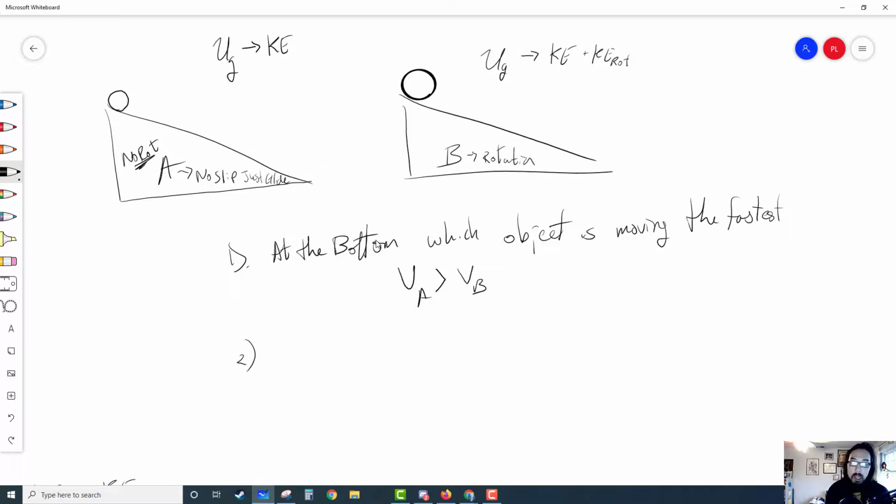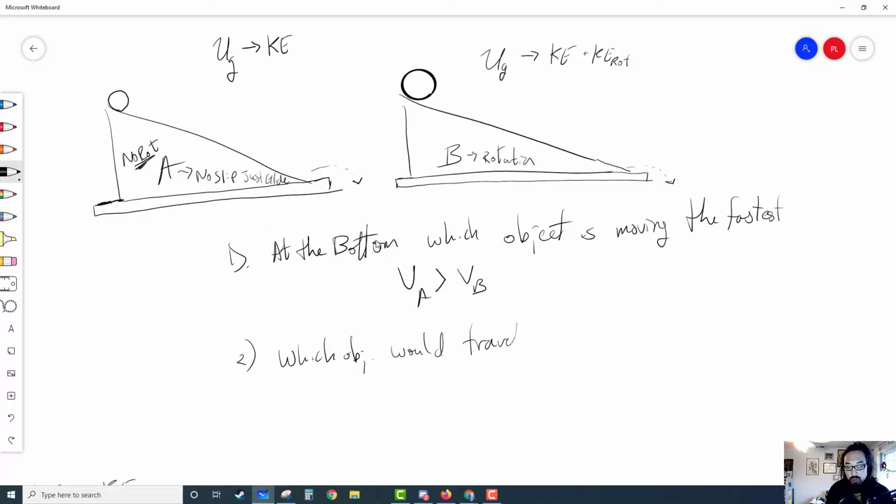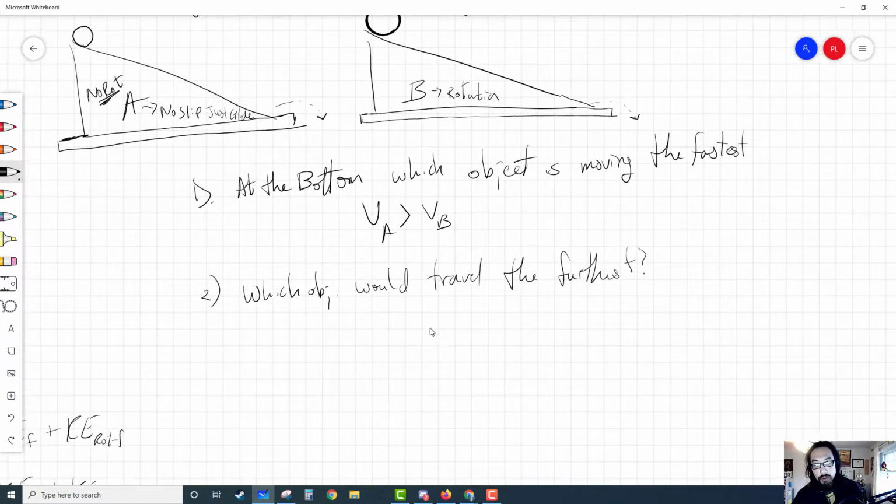All right, so there's a big one. Another big one. Same scenario, A and B, except now this time they are on top of a table, right? They are on top of a table. And at the bottom of the table, they are free to leave and leap off of the table. So scenario 2 would be, which object would travel the furthest? So after it leaves the table, which object will travel the furthest?